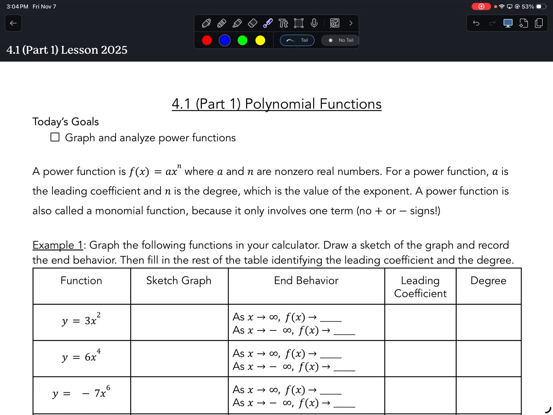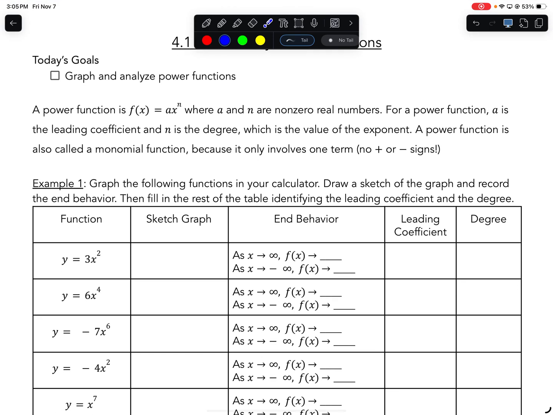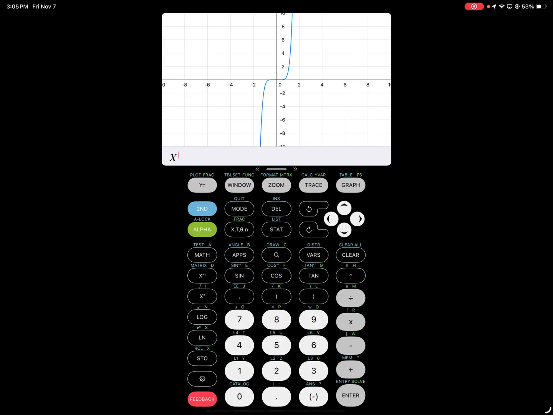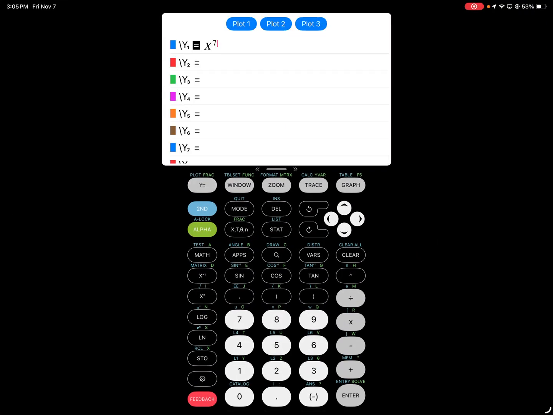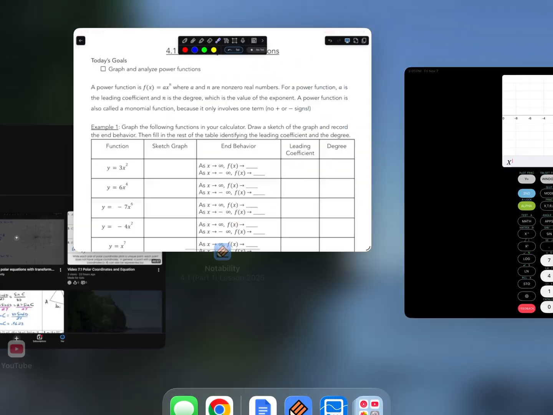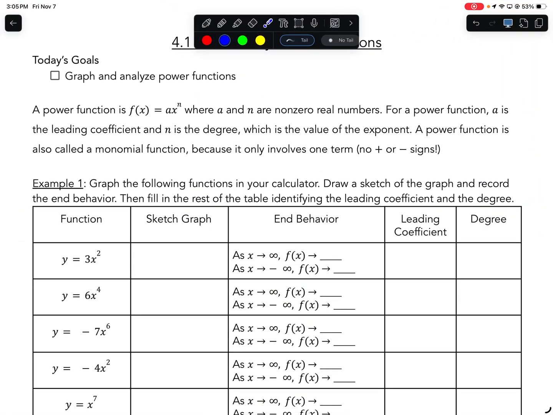All right. So if we have positive x cubed, I'm just going to put it in the graphing calculator so you can see what it looks like. Is it 3x squared, the first one? Yes. I hit graph. It looks like that, right? So when we sketch the graph, let's go ahead and sketch that.